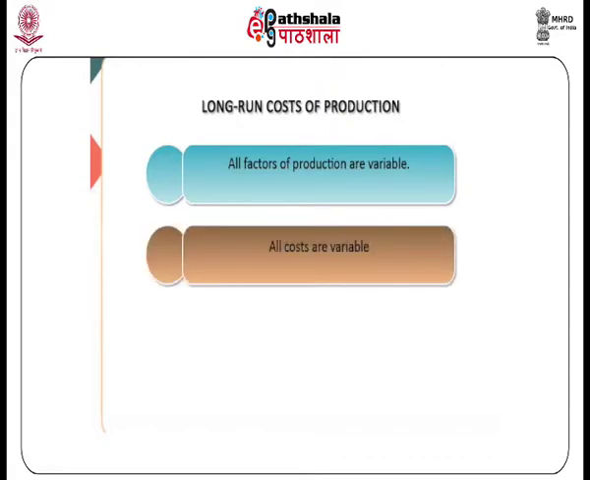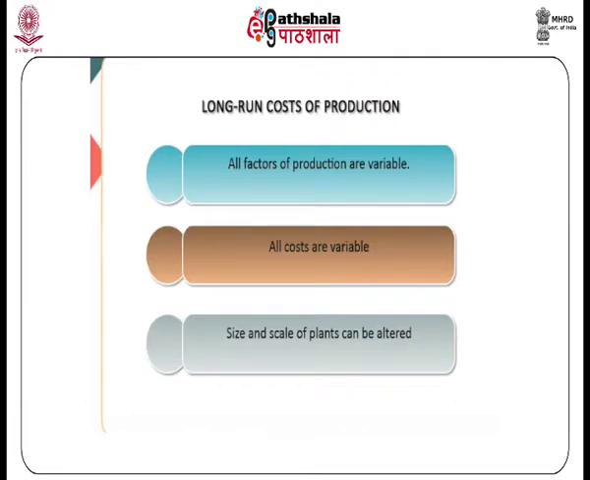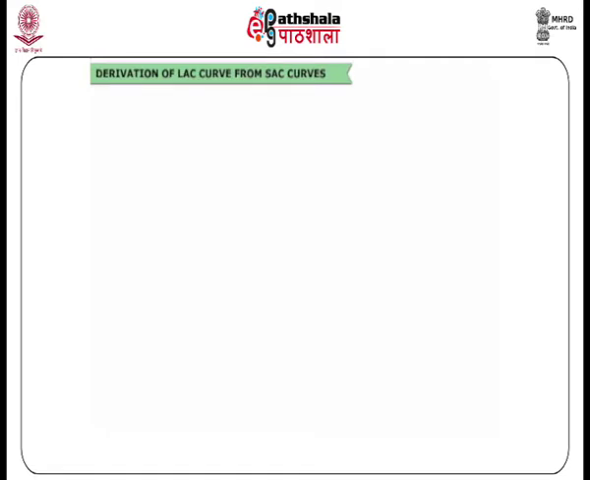The firm can alter the size and scale of the plant to meet the changed market conditions. Therefore, long-run cost functions are not identical with short-run, and in the long run, we have a long-run average cost curve and a long-run marginal cost curve. Let us now understand how the LAC curve is derived from SAC curves. The long-run average cost curve, or the LAC curve, is the locus of points denoting the least cost of producing different levels of output in the long run.